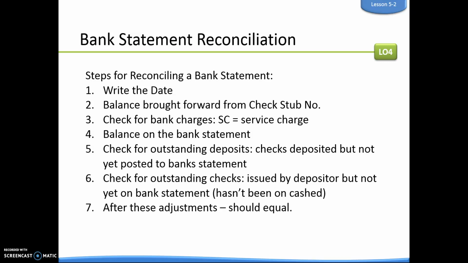Then we're going to look at our outstanding deposits, so checks that we have put in, but maybe have not posted to our bank statement yet. And same thing with outstanding checks, which are checks that we have written, but have not yet been brought through the bank yet. And after we do all 6 of those steps, then our bank statement and our checkbook should have the same number in our checking account. If they don't, that means that we have an error and we probably need to go back through and try to do another reconciliation.